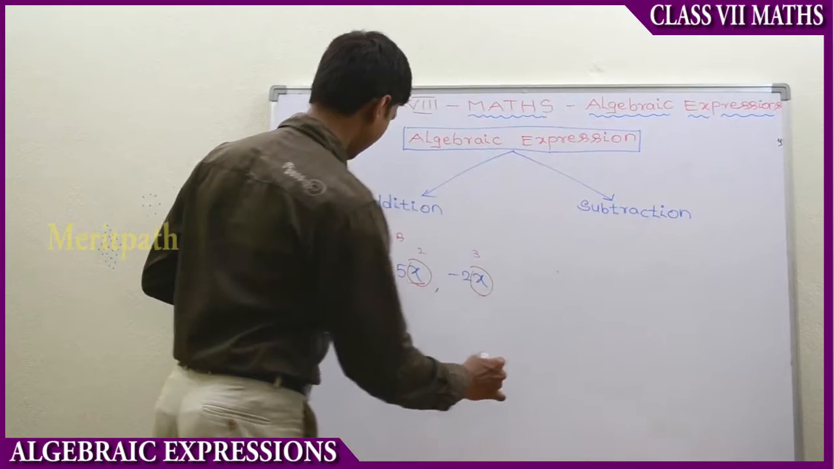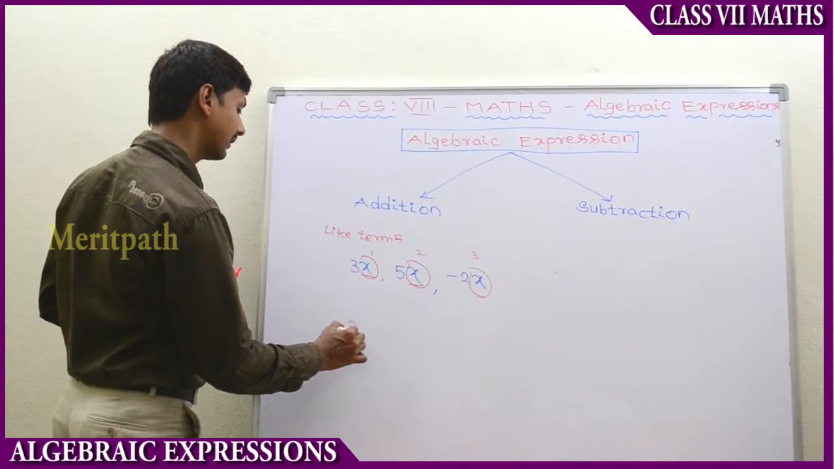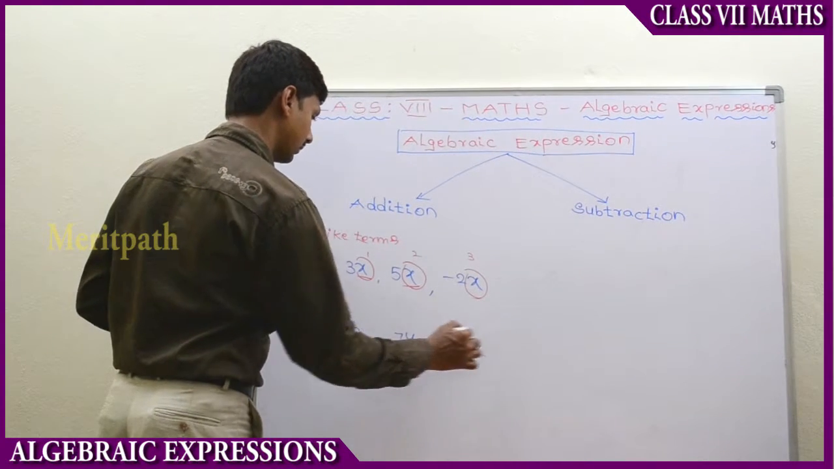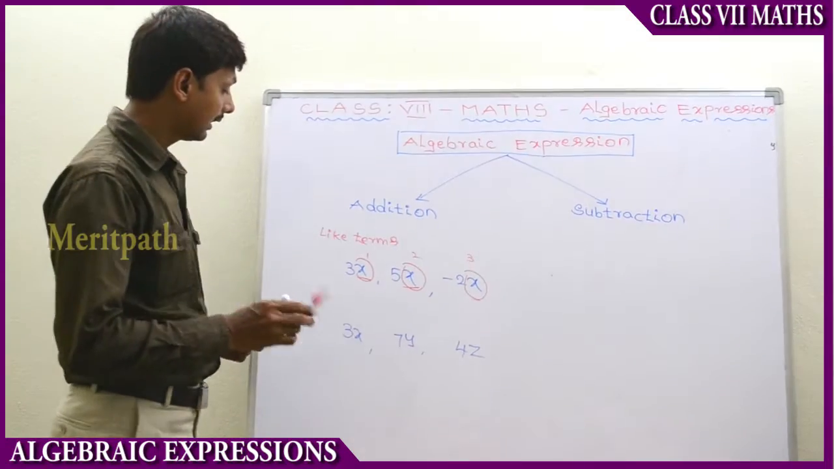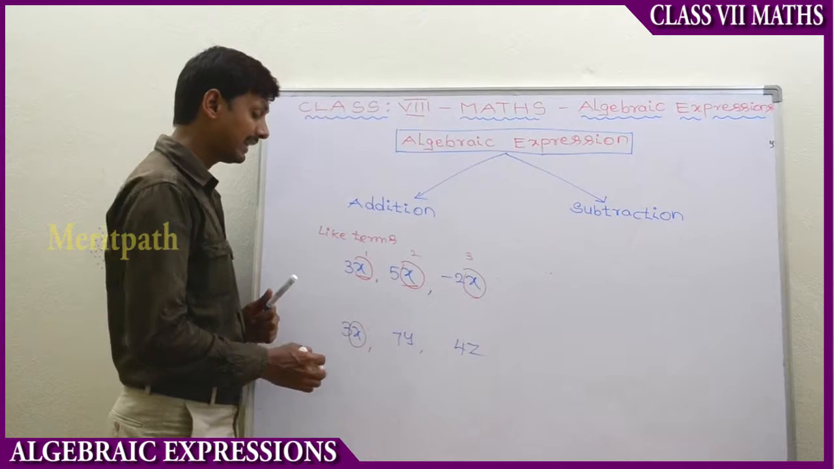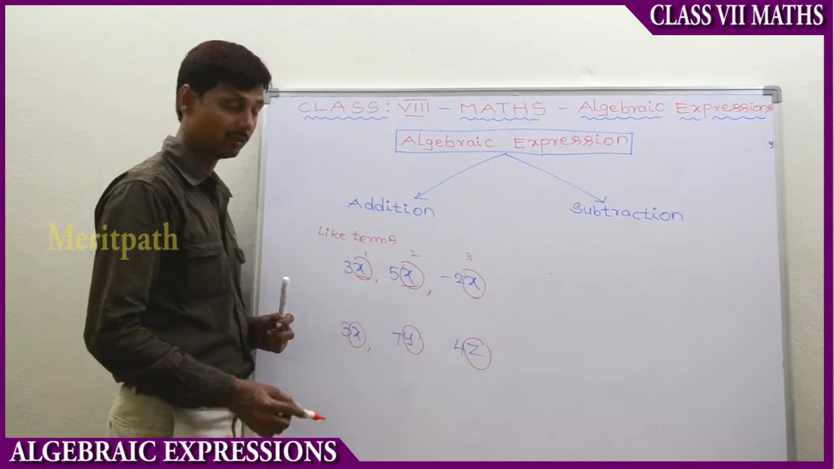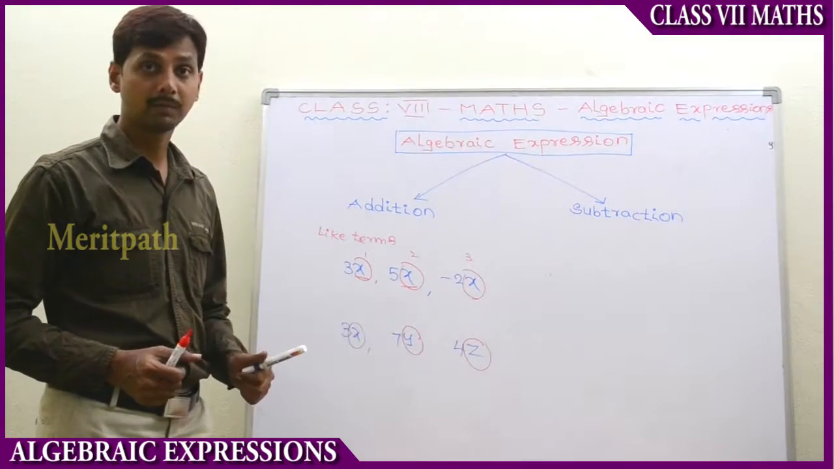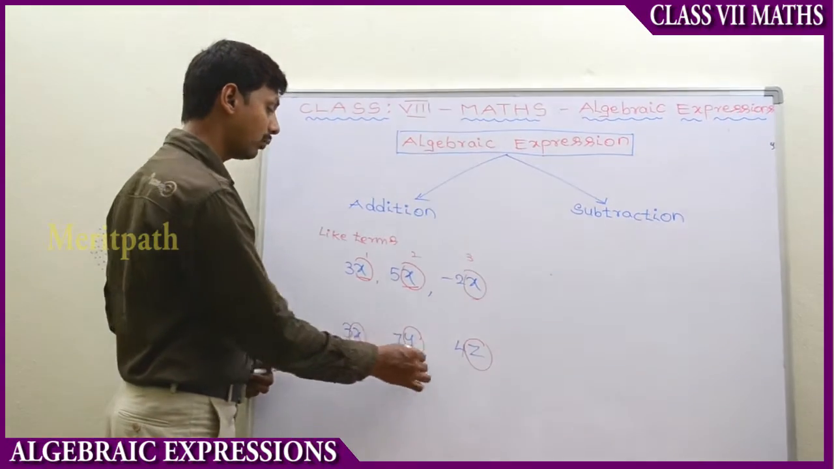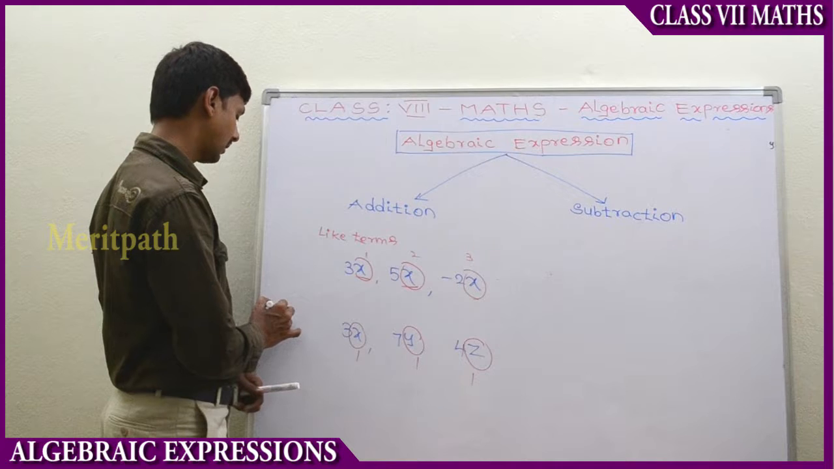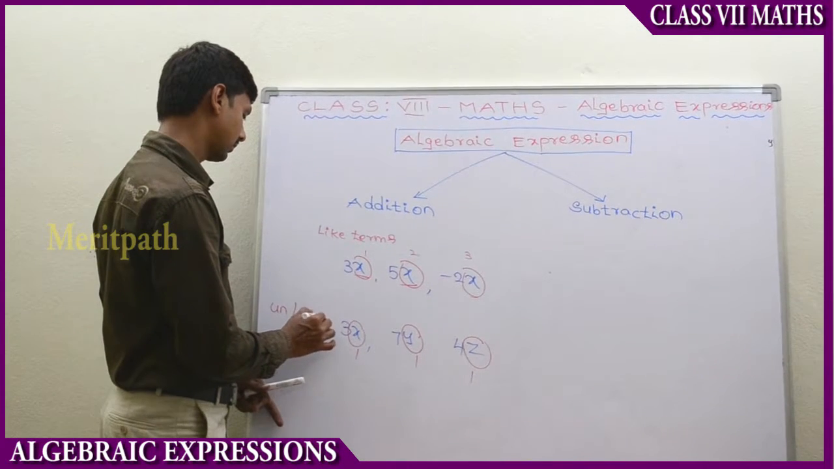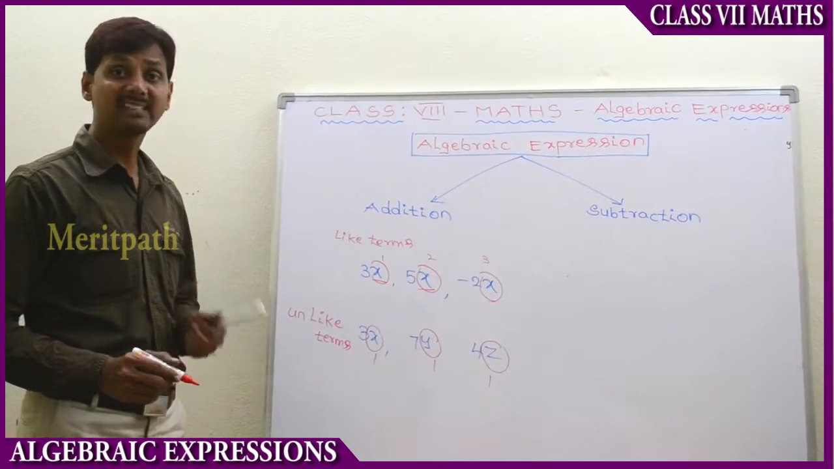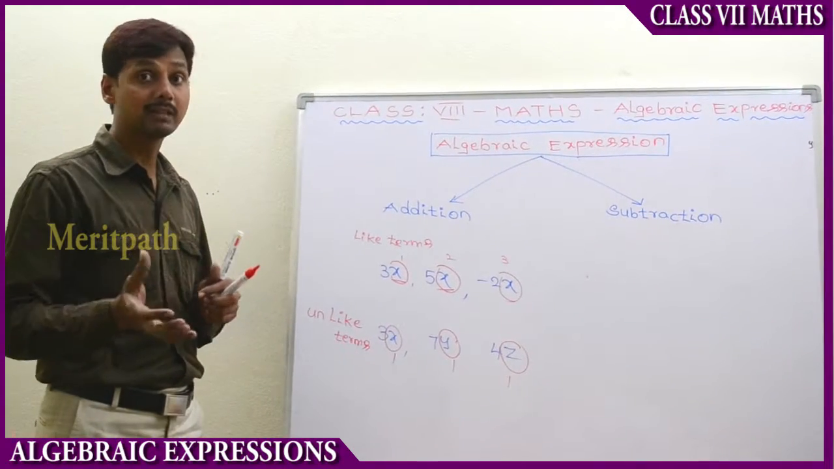For example, we take another example: 3x, 7y, 4z. If you observe this, the variable present in the first term is x, then y, then z. So the variables present in each term are different, one to another: x and y and z. These are called unlike terms.